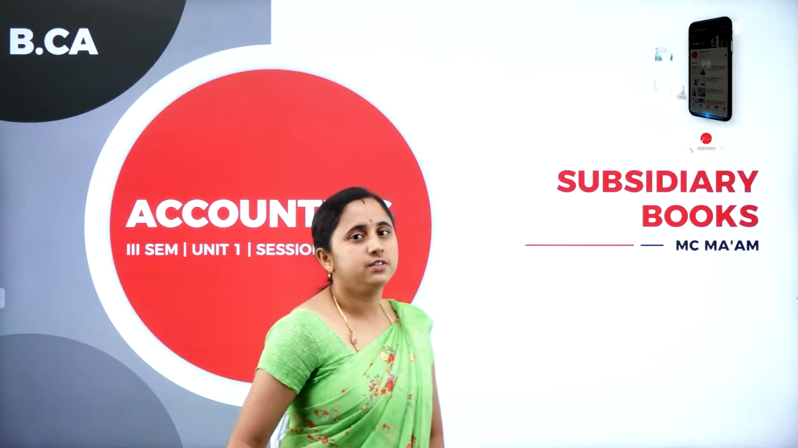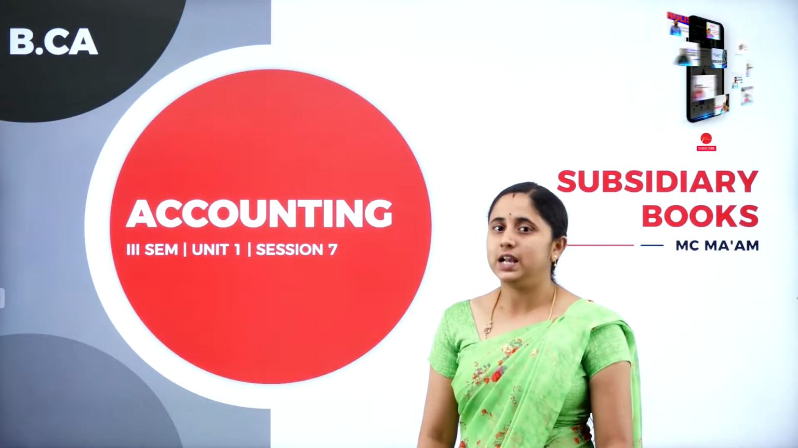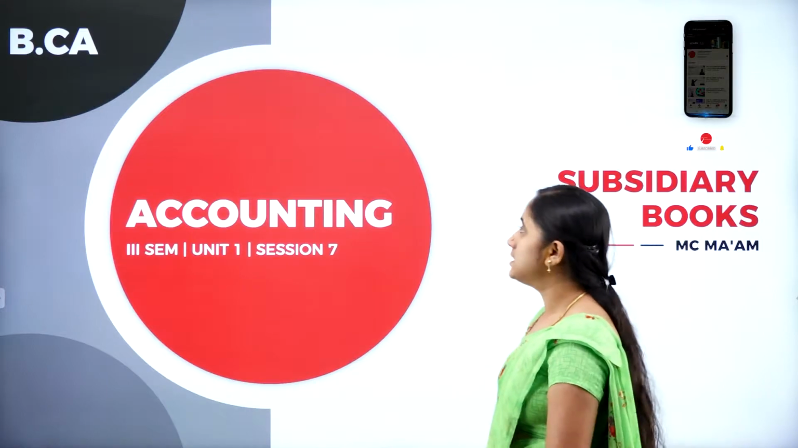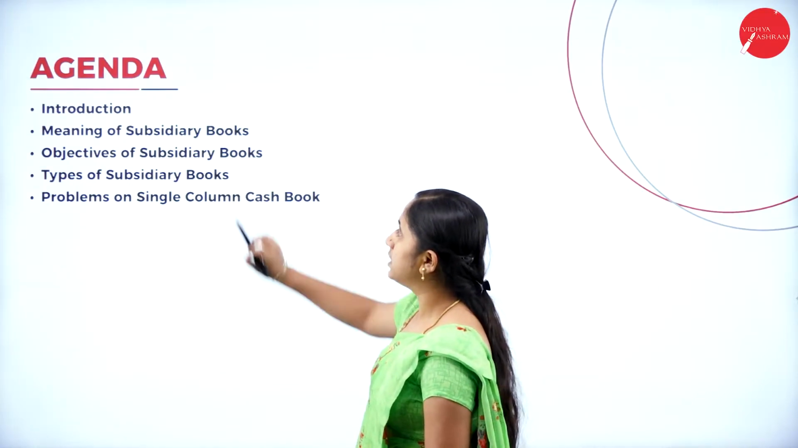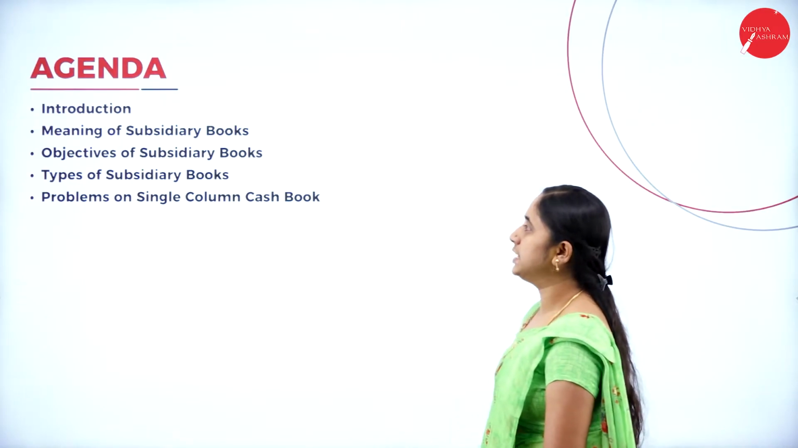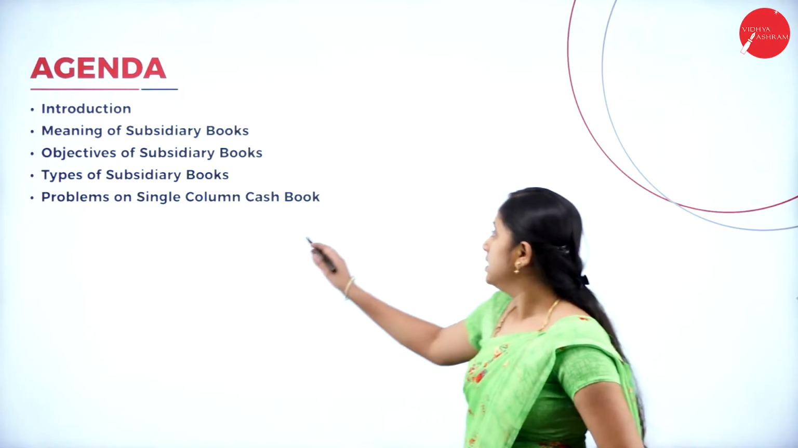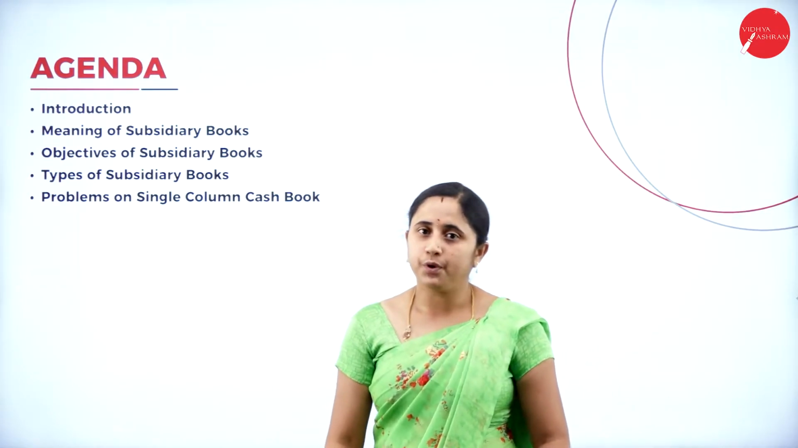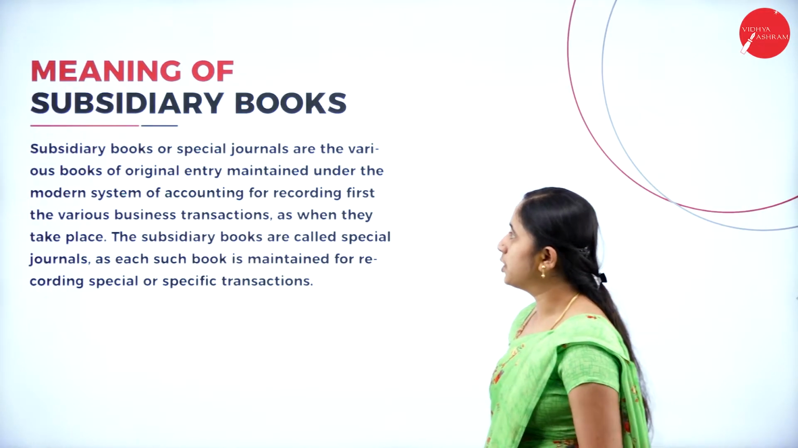In the last session, we have discussed about ledger and the problems on ledger. So let us continue with the next concept, that is subsidiary book. In today's session, we are going to learn the introduction, meaning, objective, types of subsidiary books and problems on single column cash book. Single column cash book is one type of subsidiary book. So let's start. Subsidiary book.